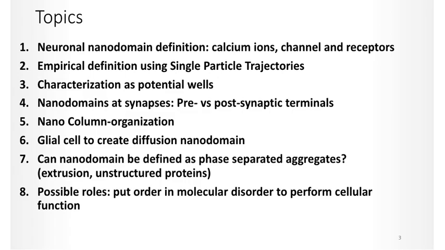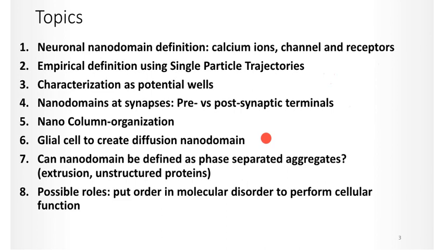So I will decompose this lecture into several points. The first one is neuronal nanodomain definition using calcium ion channels and receptors. Then we will go to the empirical definition using single particle trajectories. Then, to define nanodomains, I'll explain the concept of potential wells. And then we will see applications to the pre- and postsynaptic terminals. Then we will move on to discuss the nanocolumn as an example of nanodomain organization between two cells.